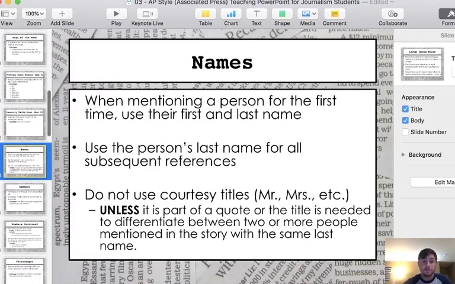Names. When mentioning a person for the first time, use their first and last name. So what does that mean? If I were to do an interview, an analysis on Miss Barron, just an interview on her, this is how I would do it, okay? This is what AP style requires. You would say Lily Barron, Sierra Nevada Academy Charter School, you would not say Miss Lily, okay? Those are what's called courtesy titles, okay? Courtesy titles are not used in AP style.